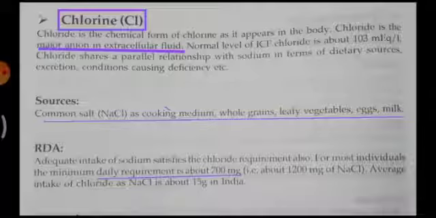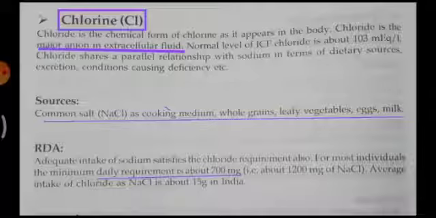This is the illustration showing the enlargement of the thyroid gland, which is called goiter. Next is chlorine. Chlorine is designated as Cl, and it carries a negative charge, Cl minus. Chloride is the chemical form of chlorine as it appears in the body. Chloride is the major anion in the extracellular fluid (ECF), at about 103 milliequivalents per liter, and it shares a parallel relationship with sodium.